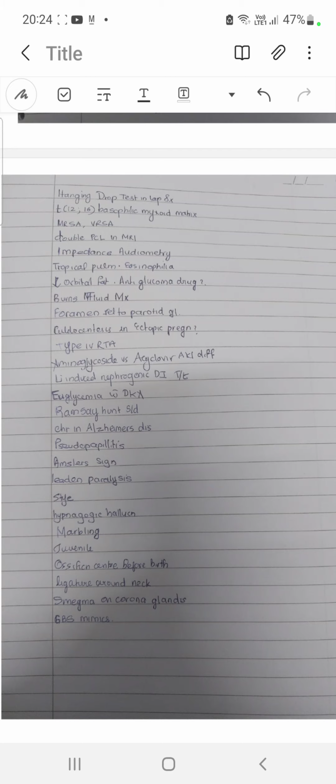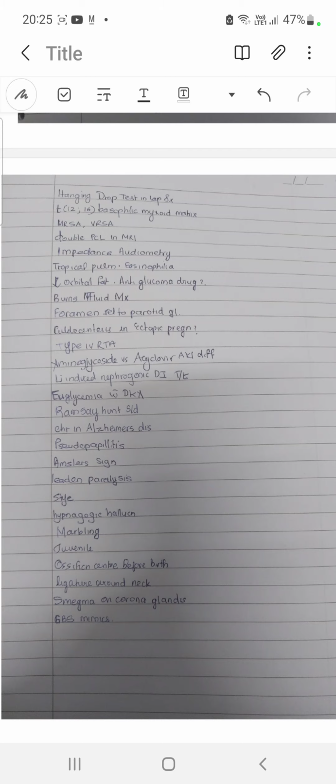Ligature around neck, I'll give you a mnemonic, that is 3, 5, 3 into 5 is 15 and then 20. So 3 for jugular vein, and then you have the artery, carotid artery, then trachea, then vertebral artery, vata. 3, 5, 15, 20. Smegma will appear on the corona glandis if no sexual intercourse for 1 day.